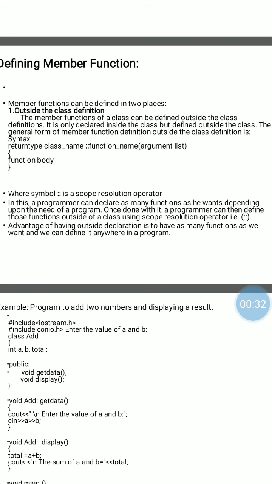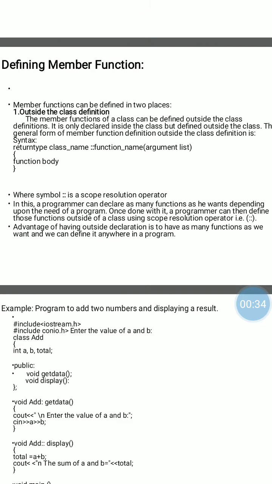To define a function outside the class, the syntax is return type, class name, scope resolution operator, and function name. And if you want to pass any argument or parameter with the function, then we need an argument list. Otherwise there is no need of an argument list if your function is a default function. And then the function body. Here the most important thing is the scope resolution operator.